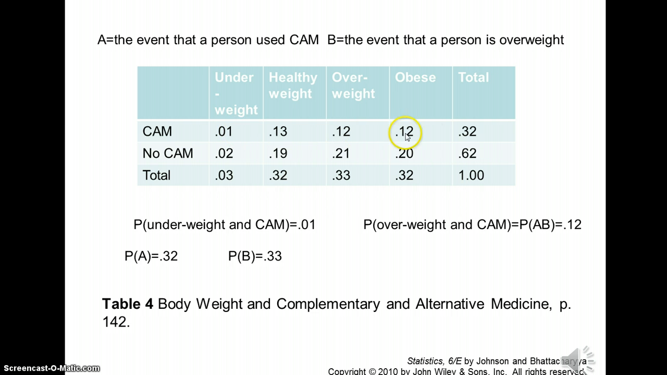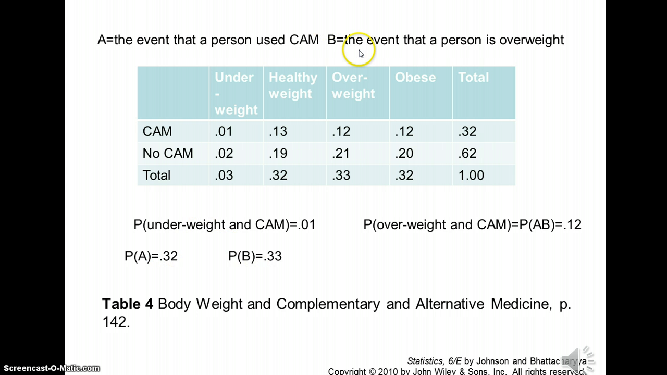So if we add the first row numbers, we get 0.32. That's the percentage of people, 32% of people who used CAM, adding all these different categories. It doesn't matter which category this person belongs to. So if we use A to denote the event that a person used the CAM, that would be 0.32, because this person could be in any of those categories. So we're adding all these different categories of people who use the CAM. We got 0.32. So that's P of A, the probability of A.